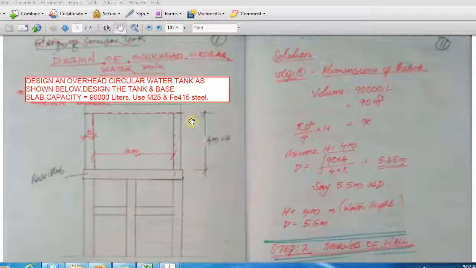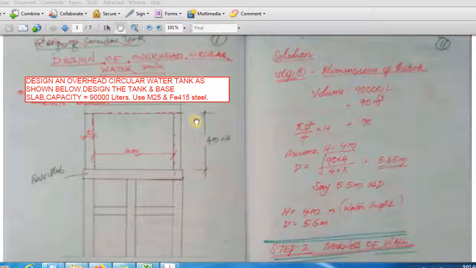Today, we have almost completed all types of problems. We have attempted many types of problems, both in circular water tank as well as rectangular water tank. So now we will see another type of circular water tank, which is the overhead water tank. It means it is not resting on the ground and it is not underground also. It is an elevated tank actually.